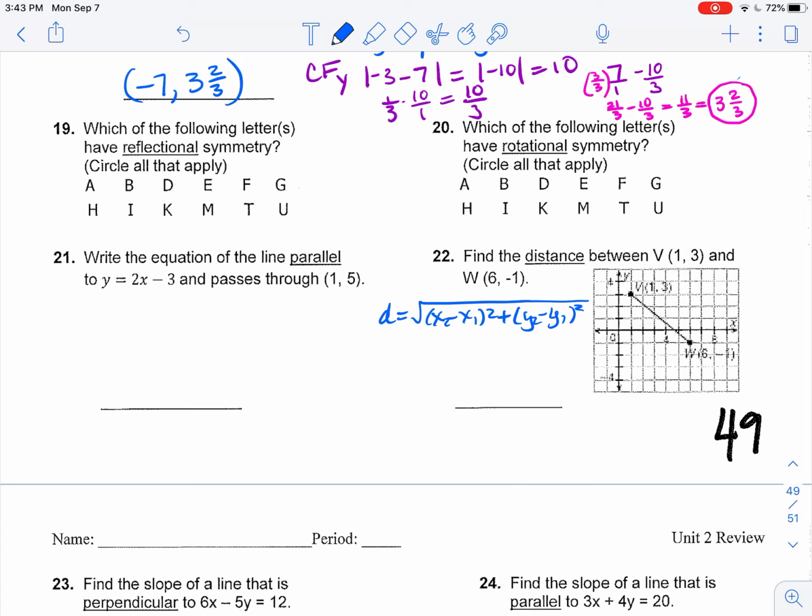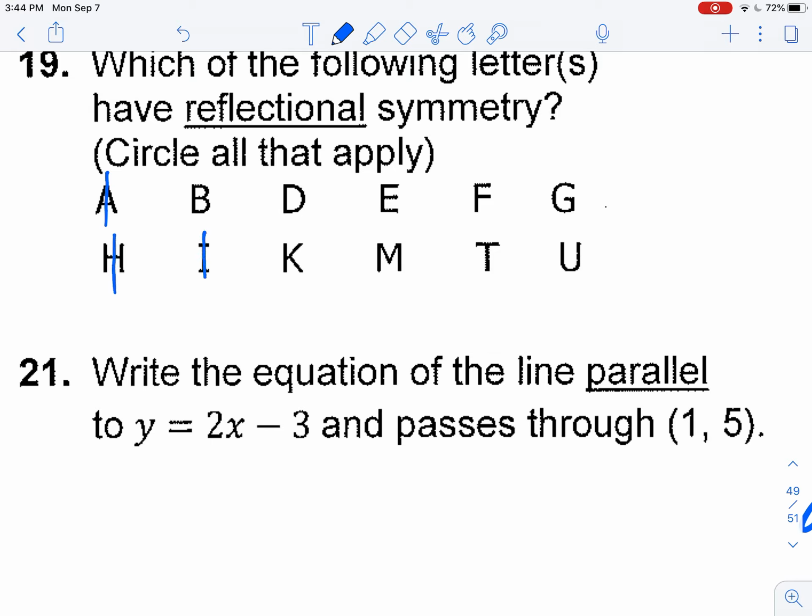All right, number 19, which of the following letters has reflectional symmetry? And it doesn't say over which axis. So any of these that we can either draw a vertical line and it reflects. This one actually reflects both. Hey, reflects. Wow, a bunch of these. Reflects. This one also. All of these.